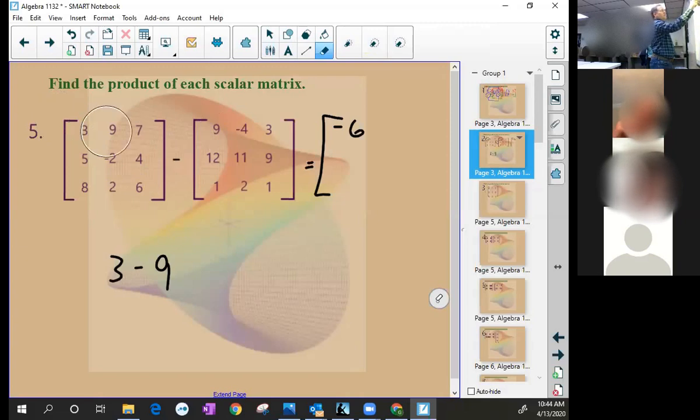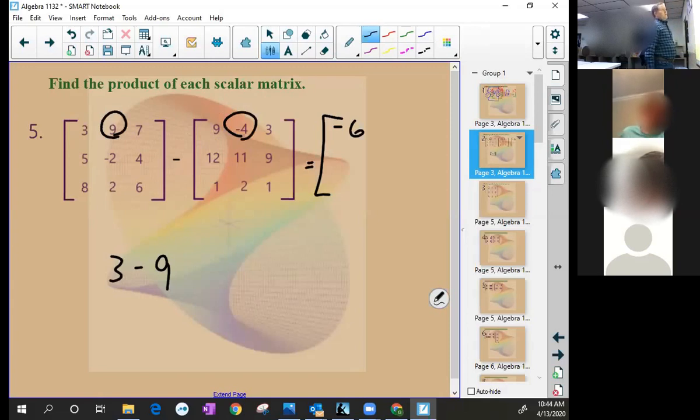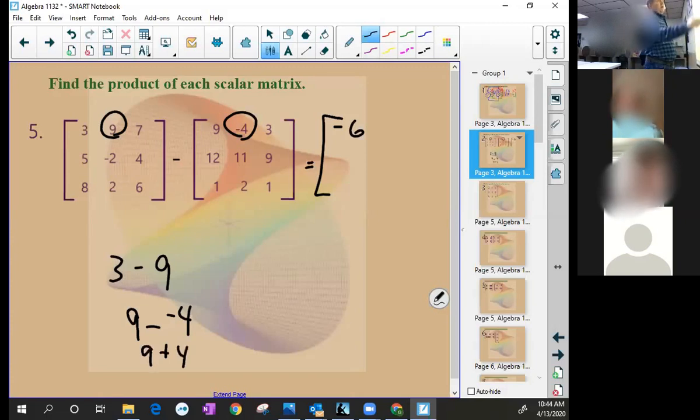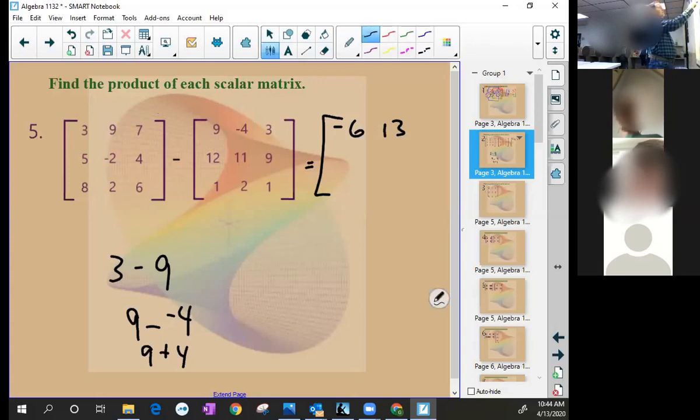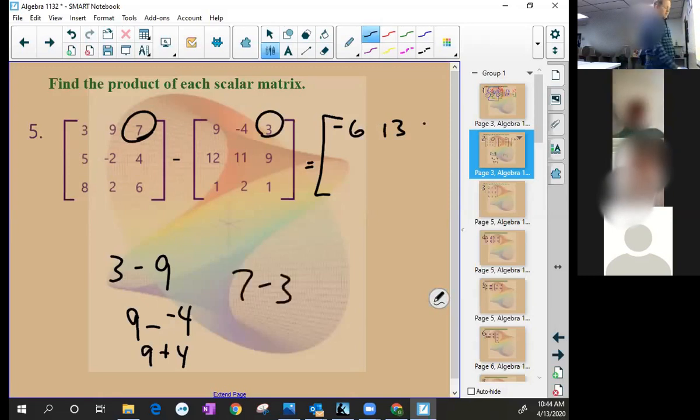And so now I'm going to do the next set of numbers. Now I got to be careful here with this. I'm going to end up with a double negative. It's going to be 9 minus a negative 4. So that'll end up being a positive 4, which will make 13 in that position. So you just got to be careful with your double negatives in this problem. So we're going to take the next one in that first row. 7 minus 3 is 4. So I'm done with the first row.